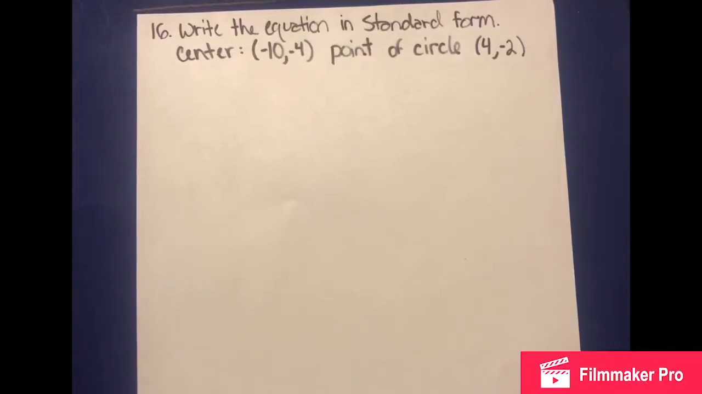Okay, just giving you a quick video on the second half of that section that we just did. I'm looking at the homework questions, so I'm going to look at number 16 and 20, one of each. Number 16 says write the equation in standard form. This is the center, this is a point on the circle. I always draw these things out, just to give me a rough draft of what we're going to be working with.